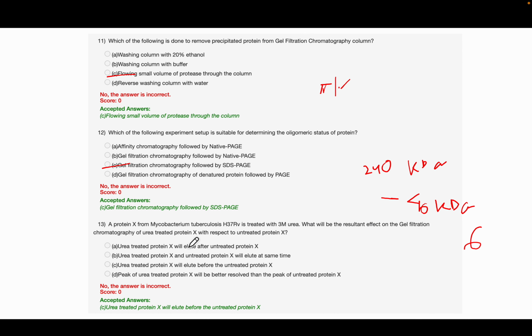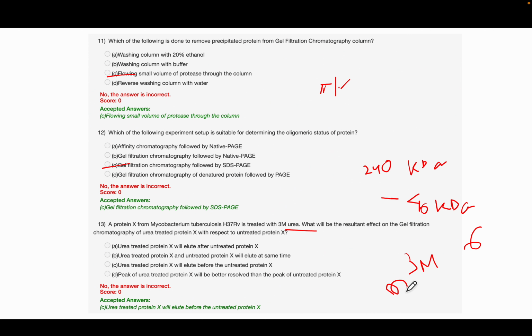Next question. A protein from Mycobacterium tuberculosis H37Rv is treated with 3 molar urea. What will be the resultant effect on the gel filtration chromatography of urea treated protein X with respect to untreated protein X? Okay, so there is a protein called X. You have applied 3 molar urea. So what does urea do? Urea denatures the protein. Okay, but you need a certain amount of urea to denature the complete protein.